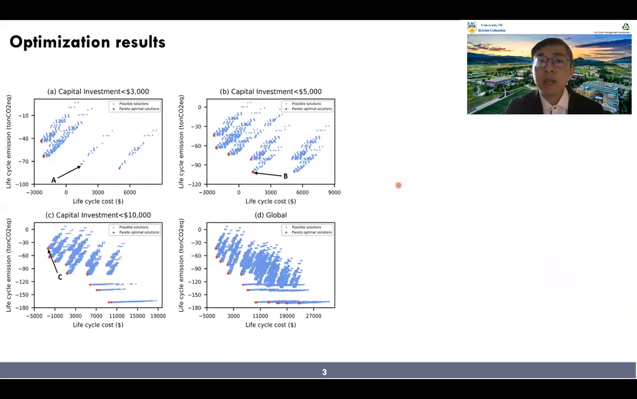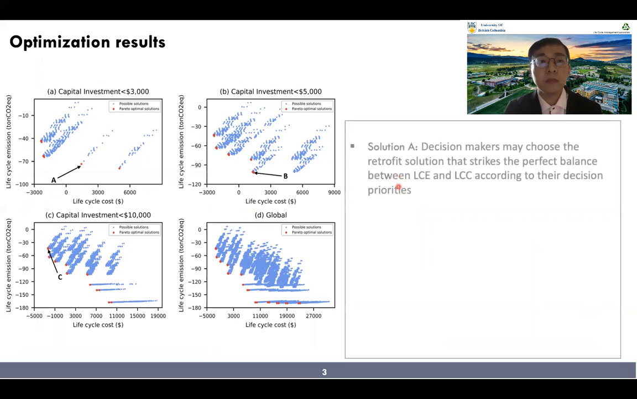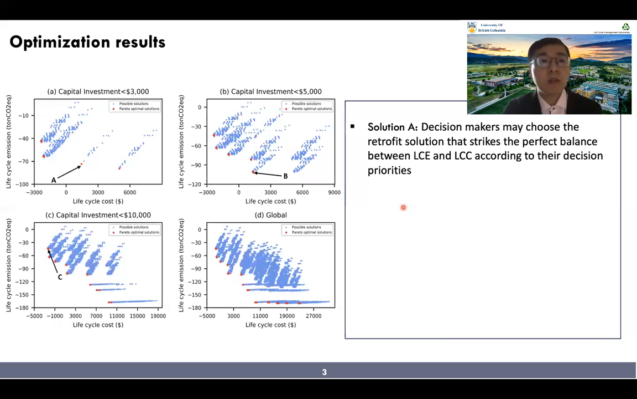Looking at this figure, we can see the optimization results of this research. The blue points represent the possible retrofit solutions, while the red points represent the identified Pareto optimal retrofit solutions. So for example, look at solution A. If we choose solution A, we could strike the perfect balance between life cycle emissions and life cycle costs according to our decision priorities.